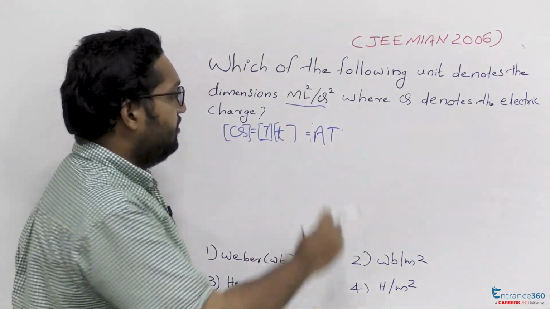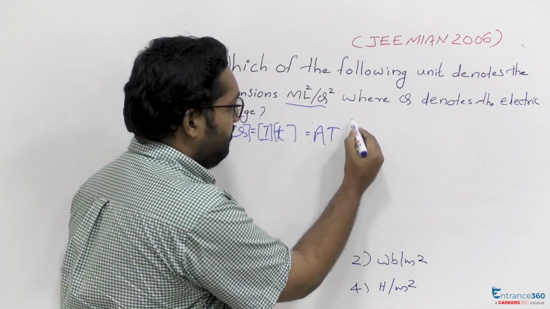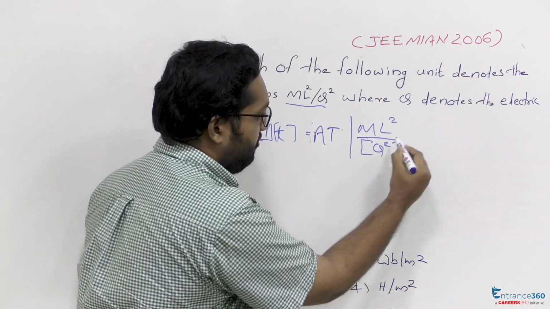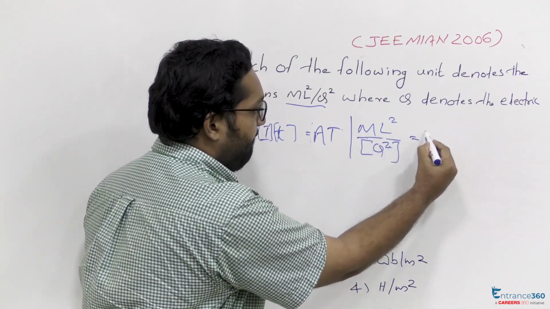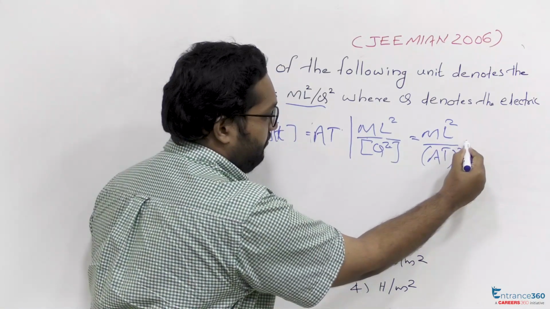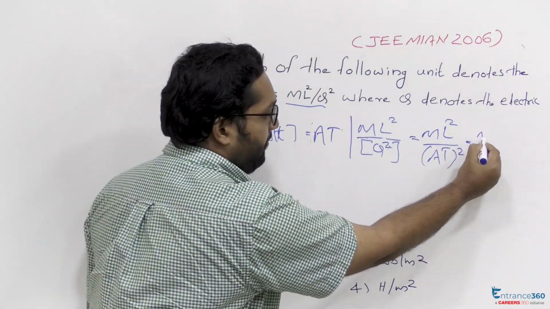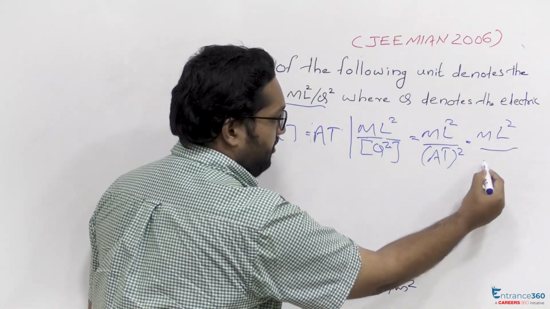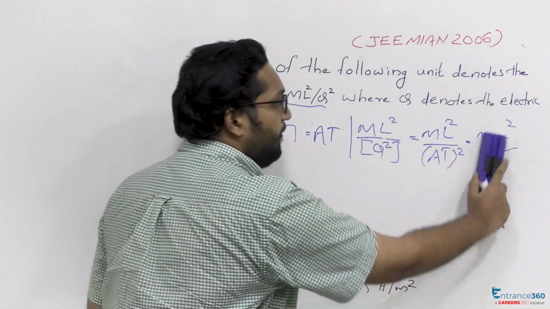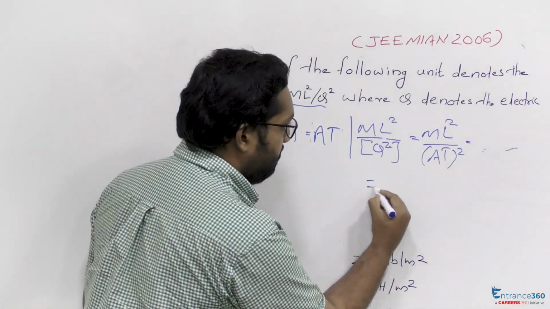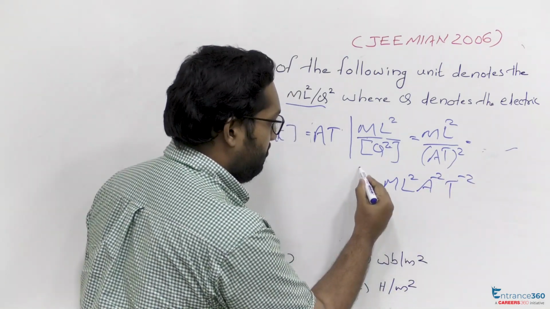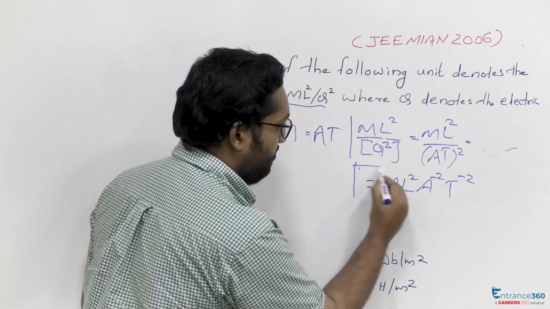So if you substitute AT in this, you will get ML square by the dimension of Q square, which is ML square by AT whole square, which is equal to ML square A raised to minus 2 T raised to minus 2. This is our required dimension.